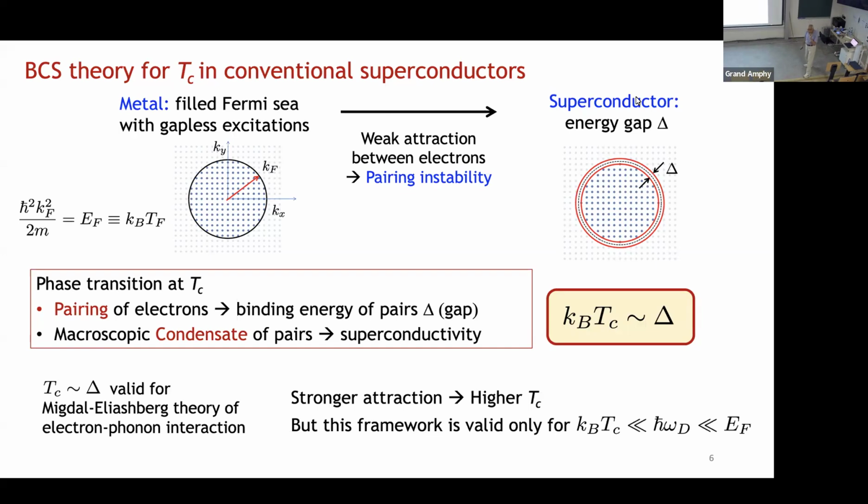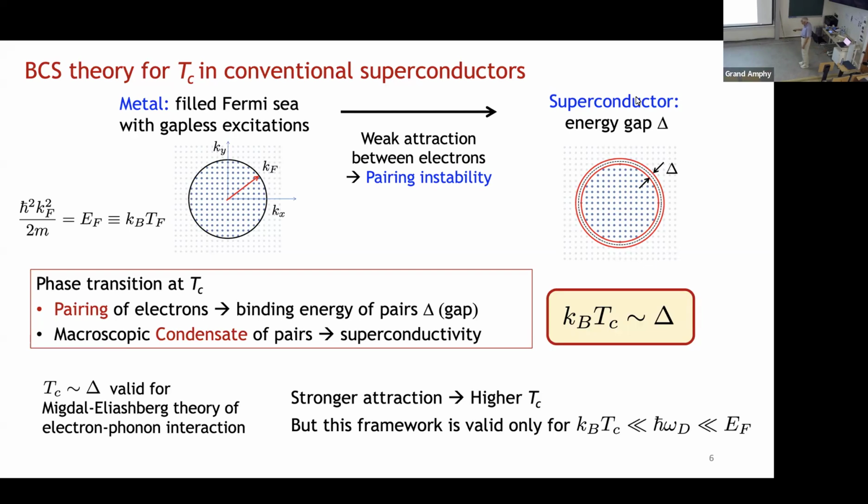But I think it's extremely important to remember that this entire framework works provided you have a series of inequalities. The Fermi energy is a huge scale, 1 to 10 electron volts. The Debye energy is an intermediate scale, which is maybe of the order of hundreds of Kelvin. And TC in conventional superconductors is of the order of 10 or less Kelvin.